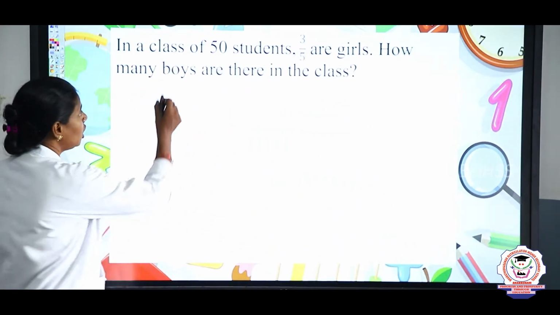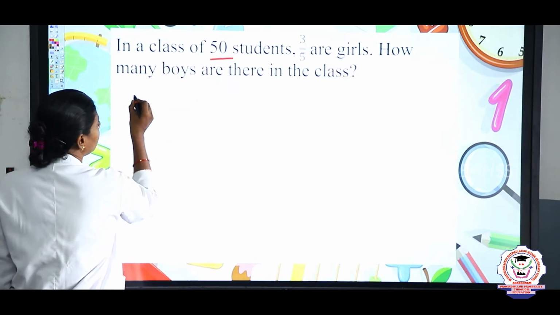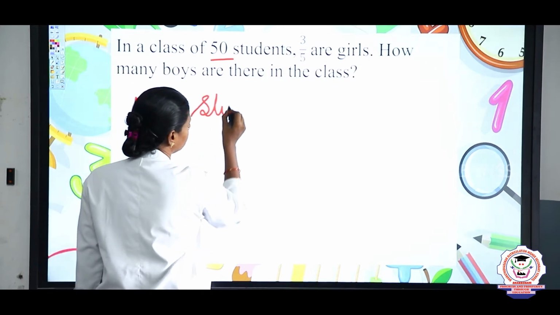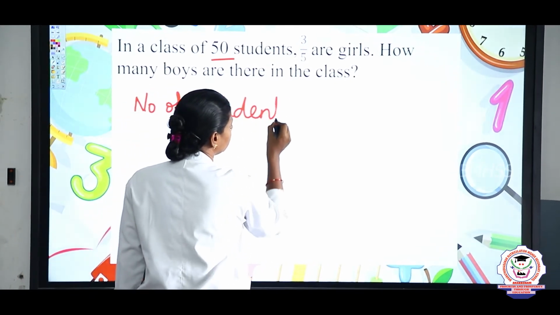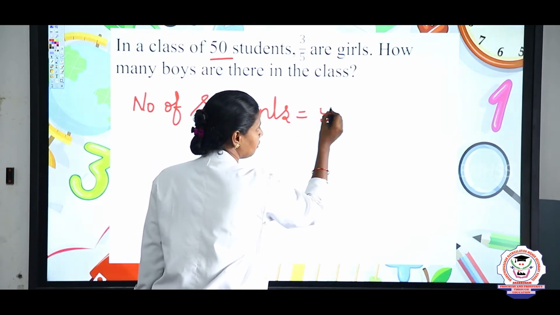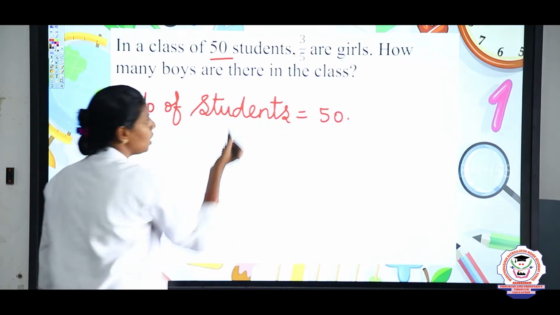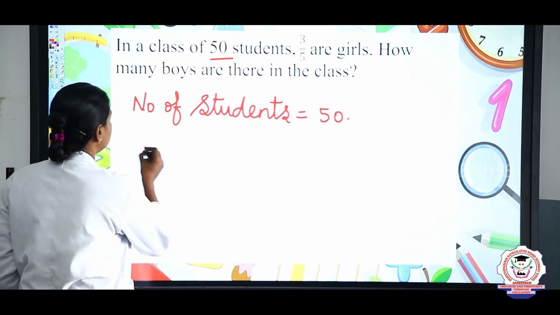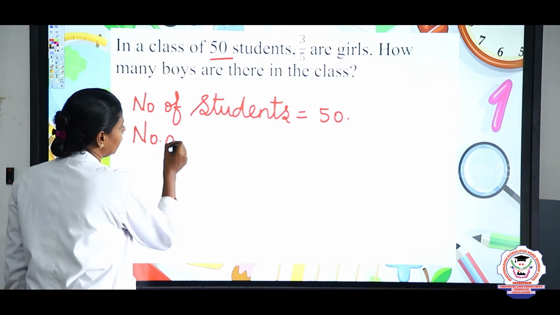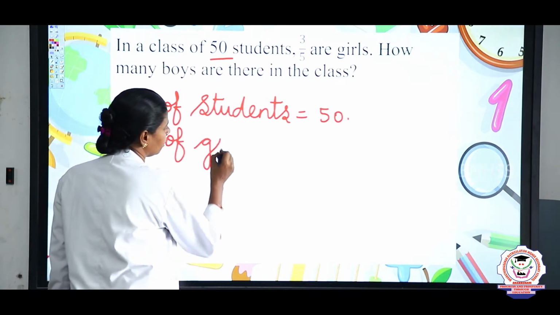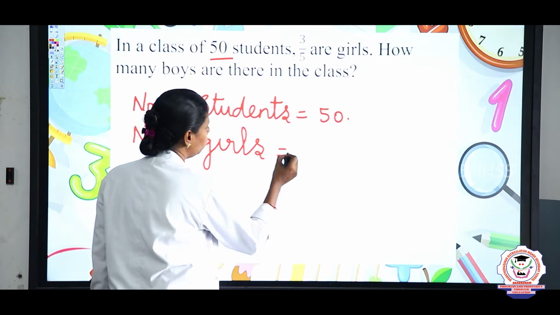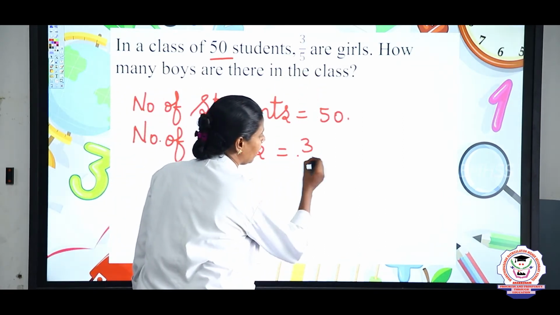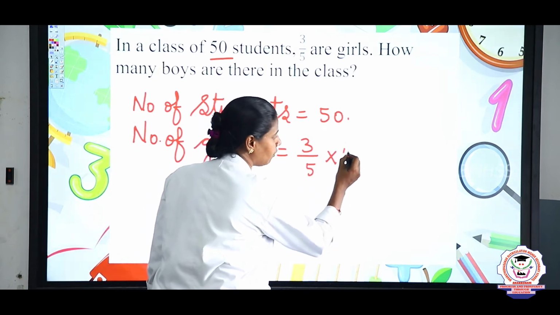See, the total number of students is 50, right. So, the number of students in the class is 50. In this, first we are going to find how many girls are there. So, to find the number of girls, see, number of girls equals, they have given the part of the girls is 3 by 5, right. So, 3 by 5 out of 50 students.